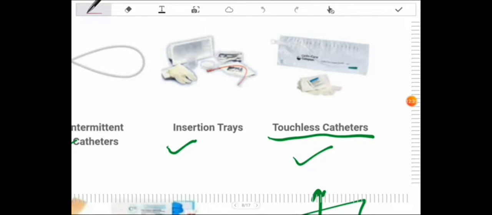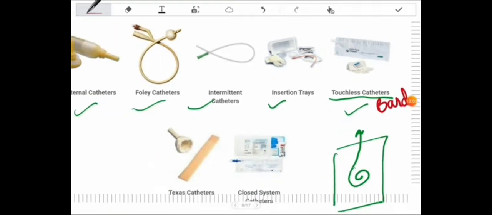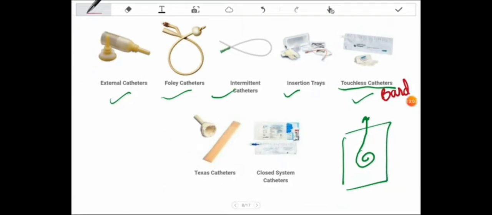Then are the touchless catheters. Touchless catheter is the name given for closed system catheters for self catheterization. It means the patients who are at home or have been discharged but need a catheter at times, so these can be inserted into the meatus by the patient themselves, and the retained urine can be let out through the outlet. Then are Texas catheters.